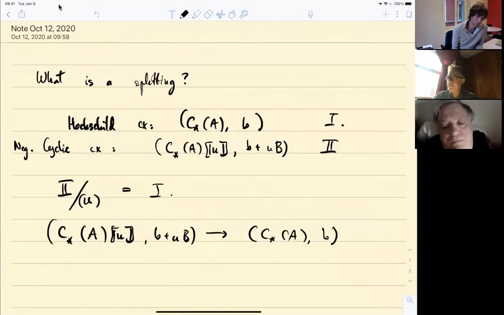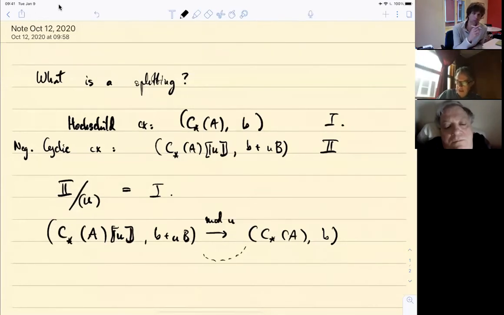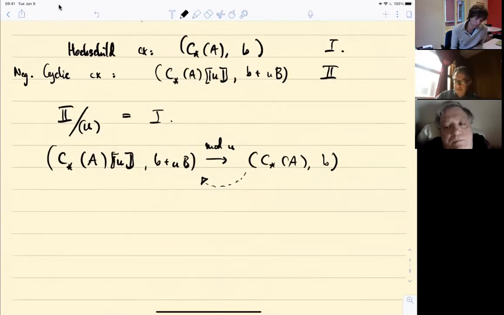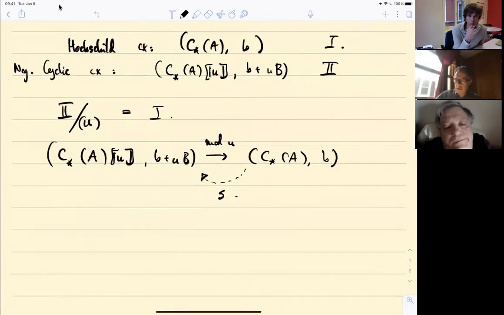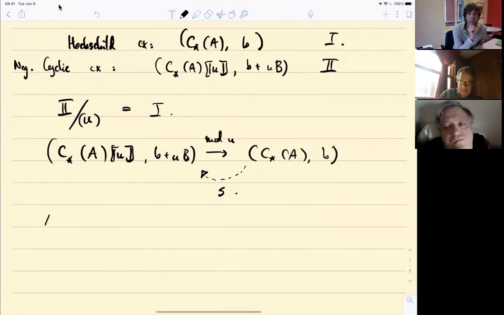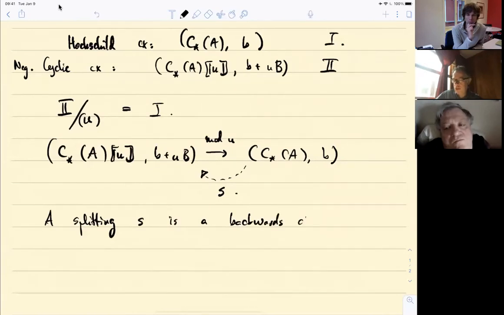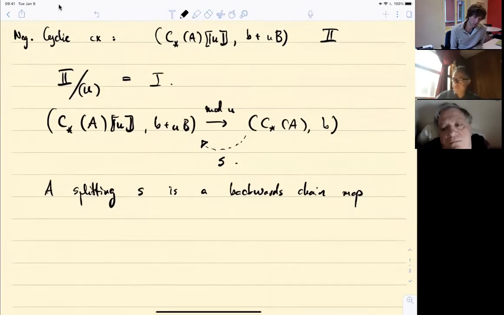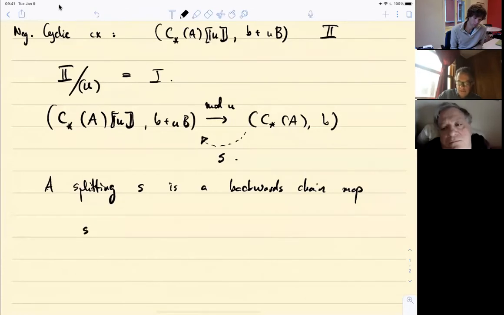And a splitting is going to be, so this map is mod u, and the splitting is a map backwards. It's a map of chain complexes, so it has to satisfy two properties. A splitting S is a backwards chain map. Chain map means that it intertwines the two differentials, little b and b plus u B. So S of b of a equals (b plus u B) of S of a.